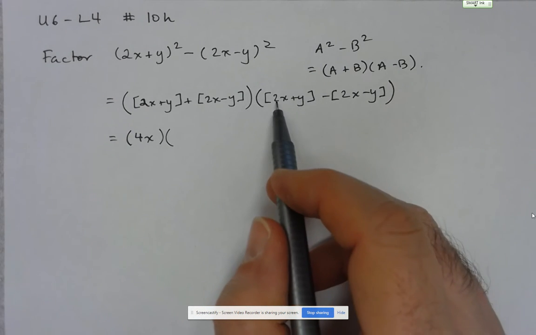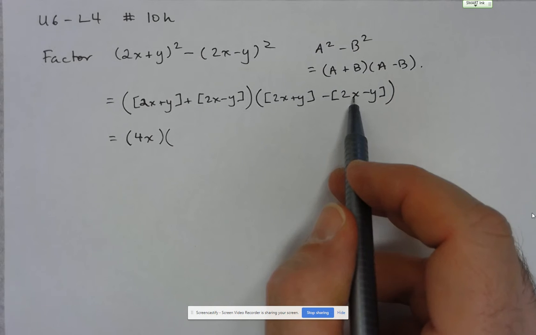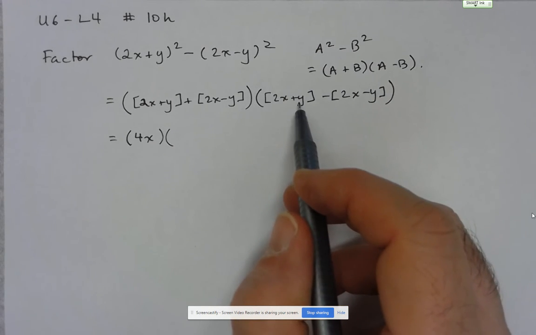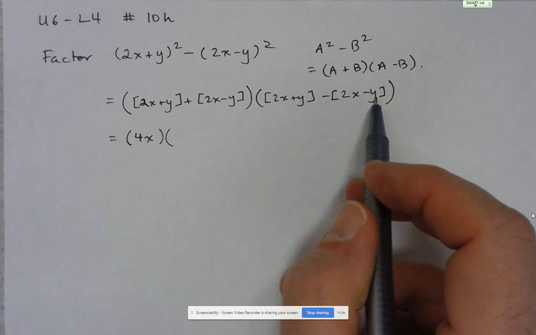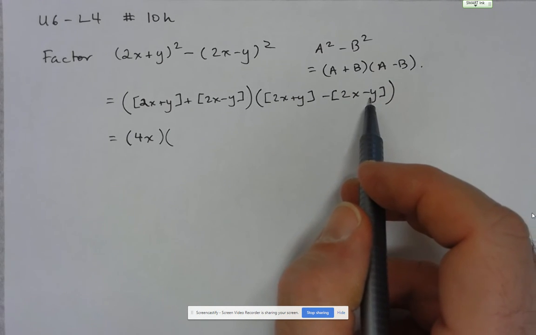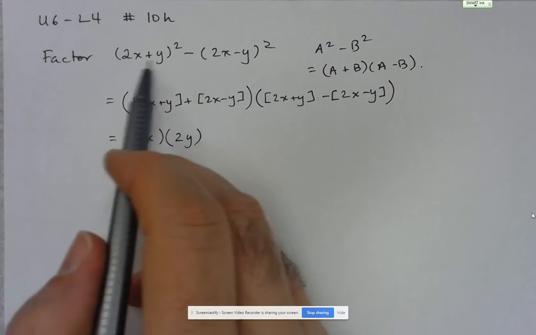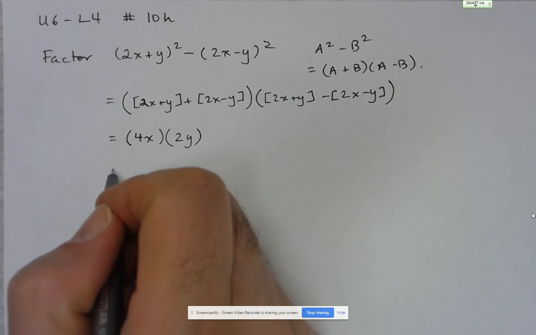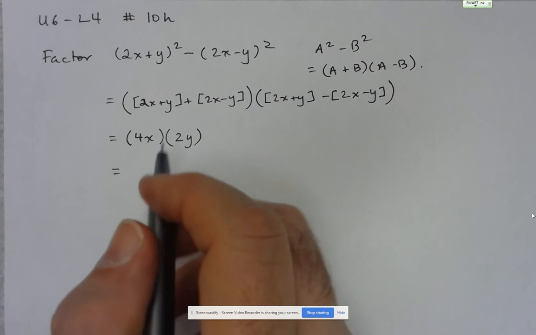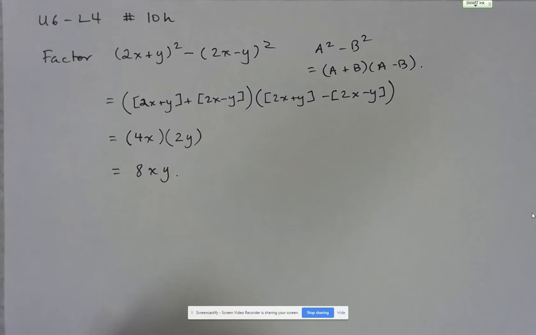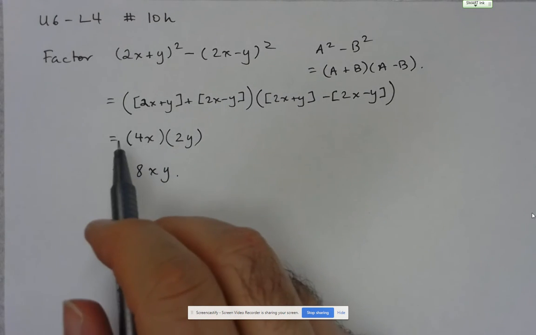Let's look at the next one here. I've got 2x minus 2x, so there's something else that disappears. And then I've got y minus negative y, which of course is the same as y plus y, in other words, 2y. And so in the end, this complicated expression simplifies to something incredibly simple. It's just 8xy.